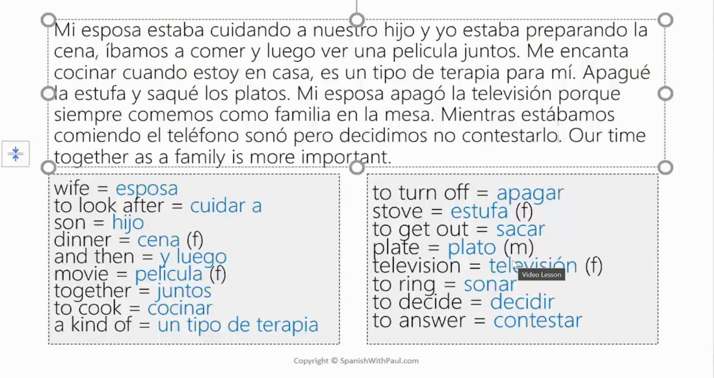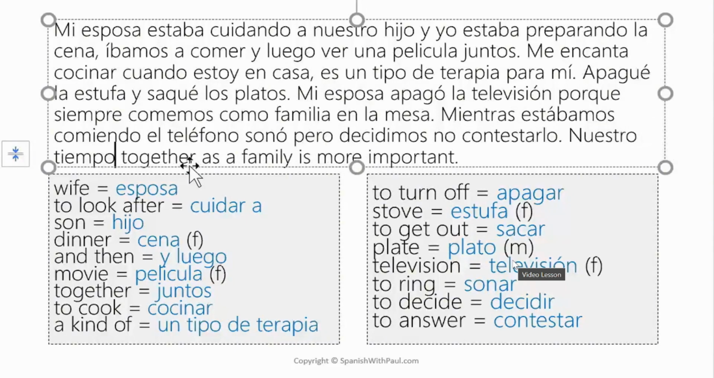Now the word for time is tiempo. So our time, nuestro tiempo. Together as a family, juntos, como familia. Notice again, I'm repeating that same lesson as before. So instead of como una familia, simply nuestro tiempo, juntos, como familia. Going to leave out the A. Is more important. Es más importante. And there we have our translation.